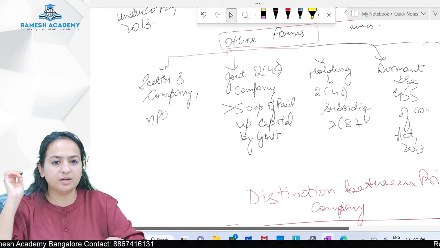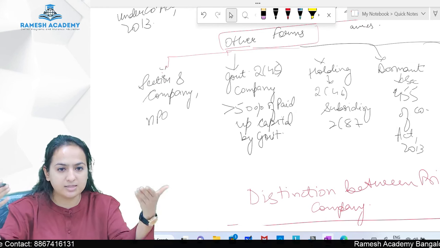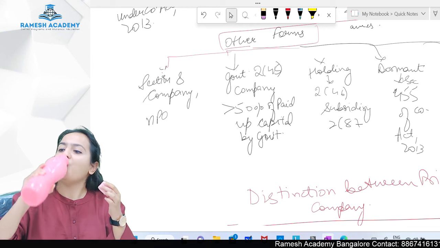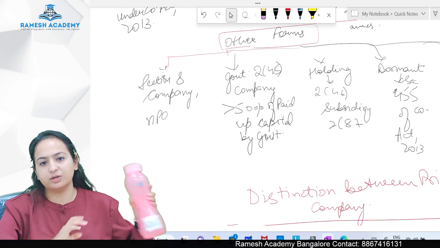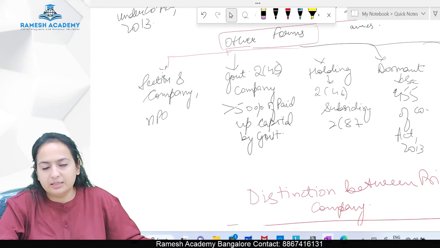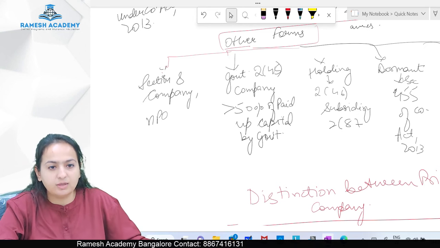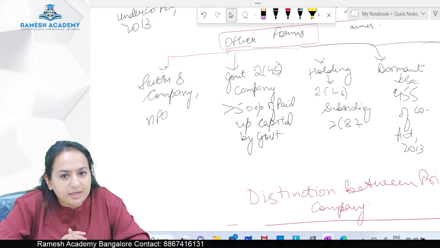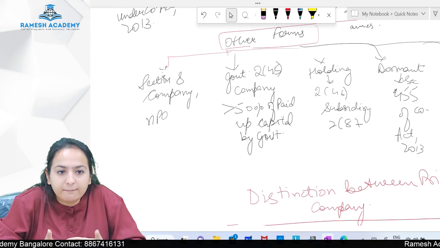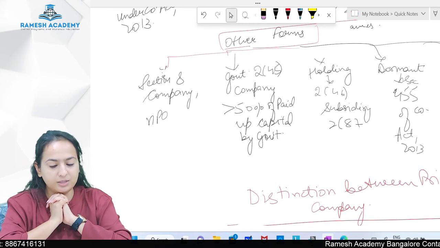Other forms of the companies we have studied. Section 8 company, that is non-profit company. If you are promoting science, art, commerce, or religion, it is Section 8 company. Government company, 2 Section 44, where more than 50% of the share capital is held by government. Holding company, 2 Section 46, which have group companies. Subsidiary companies, 2 Section 87, whereby composition of the BOD is controlled by the holding company and more than half of the controlling voting power is given to the holding company.